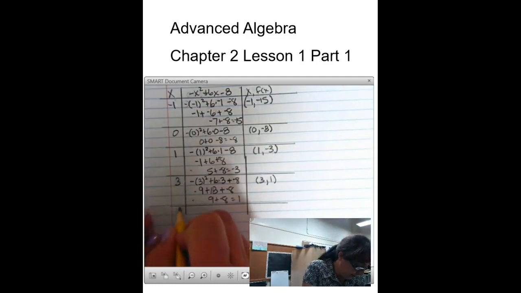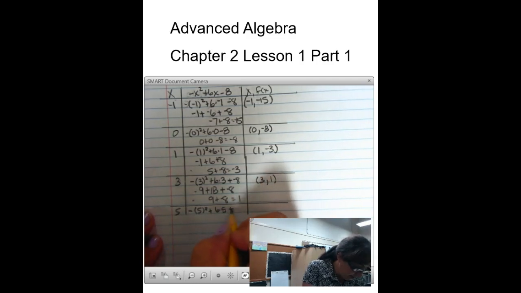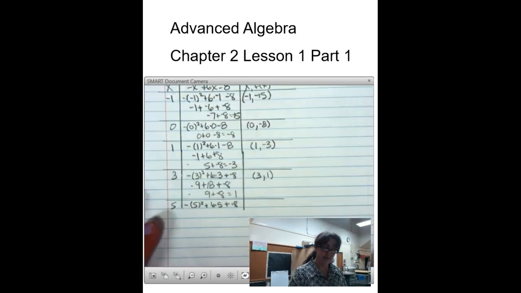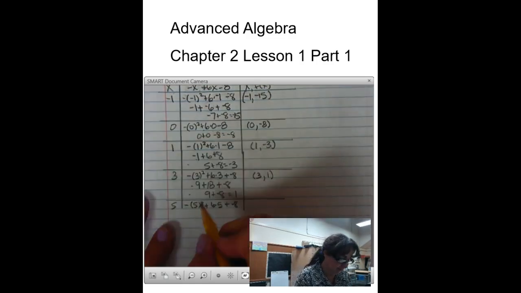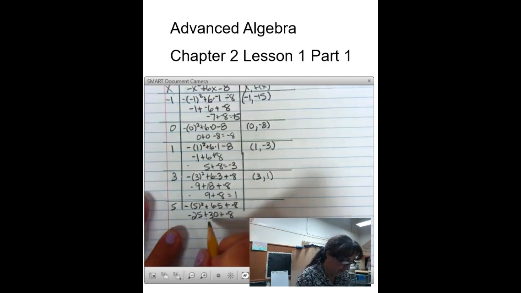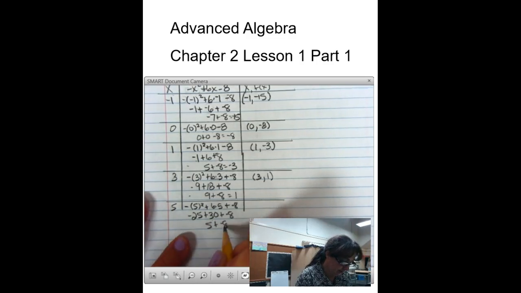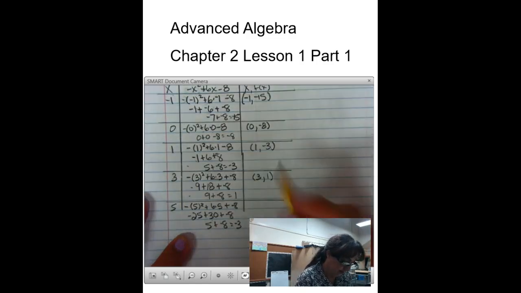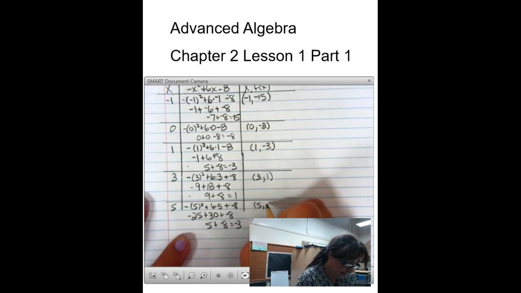Let's do 5. So I have negative 5 squared plus 6 times 5 plus negative 8. Okay, so 5 times 5 is 25. I apologize for that shadow. 5 times 5 is 25. So negative 25 plus 30 plus negative 8. So I've got 5 plus negative 8, which gives me negative 3, which I see a reflection here. So I've got 5 comma negative 3.